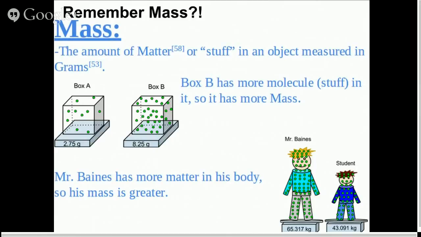You guys remember when we talked about mass? It's the amount of matter or stuff inside of an object, and that is measured in grams. Okay? So if I were to put these two boxes of stuff, of matter, on a scale, box A would weigh less than box B because there are more molecules inside of box B. Just like if you were to put me and a student on a scale, I'm taller than most students, so I have more molecules in me. So I will probably weigh more.